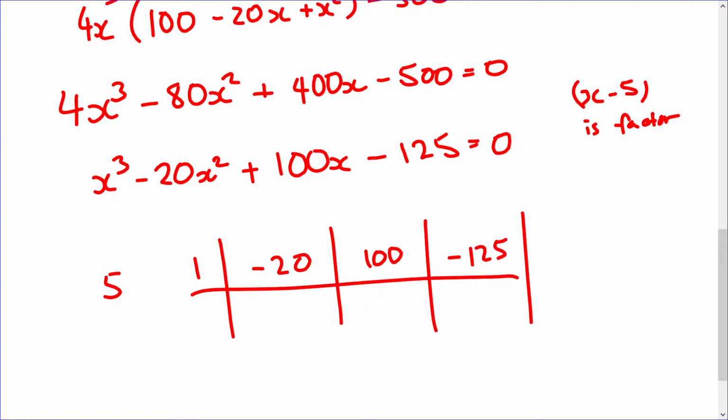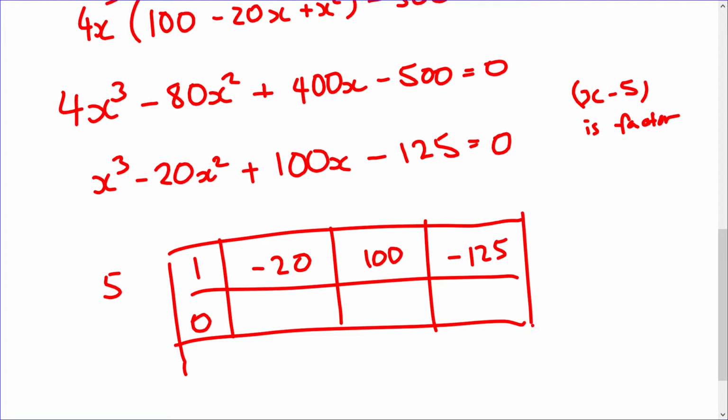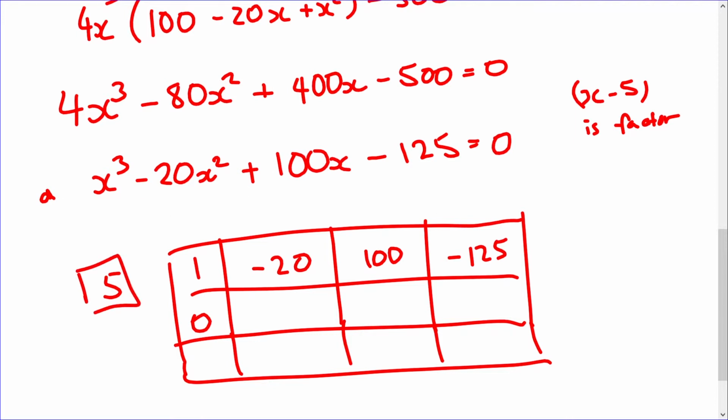Set up my boxes. I'll put my 0 in. This is just a shorter way of doing the long division. If you're using a CAS calculator, you could just set in that whole equation at the top here and solve for 0, and it'll give you 3 values. If you're doing this by hand, it takes a little bit longer, but what we have to do first is find what quadratic function times x minus 5 will give us this cubic function.